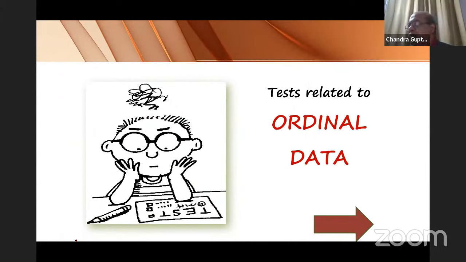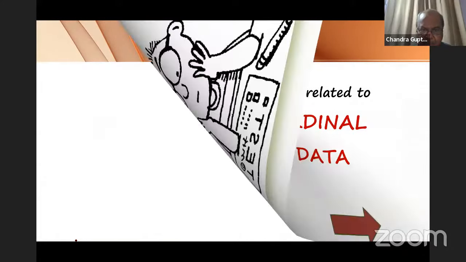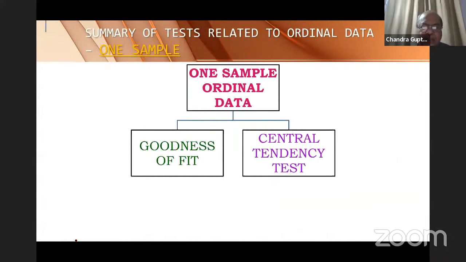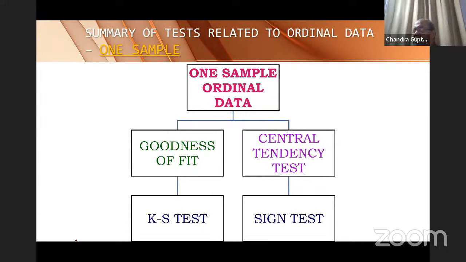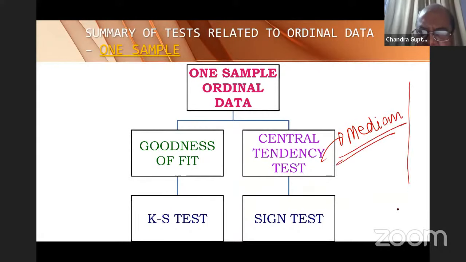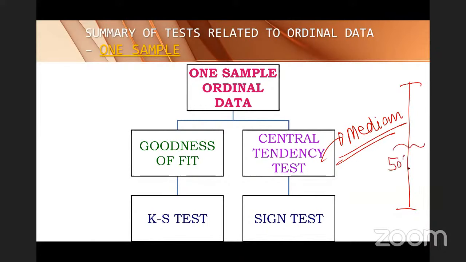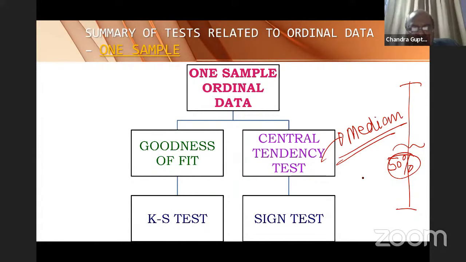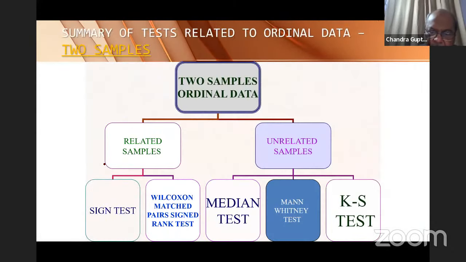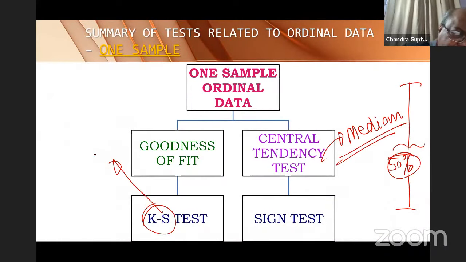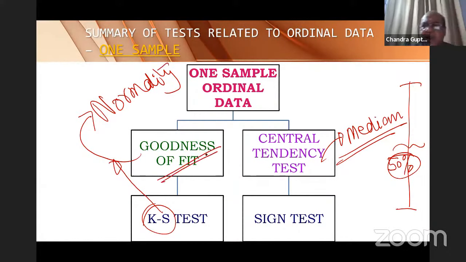Ordinal data, okay? Let's see what test we use when we have ordinal data. One sample, goodness of fit, we use KS test. If it is a test related to the central tendency, we use sign test. And when I say central tendency, that's related to median. Because it's an ordinal data, you can have the hierarchy and you can cut by 50% and get the median. But you cannot have the mean test for the ordinal data. KS stands for Kolmogorov-Smirnov test. That's the test of goodness of fit. And when I say goodness of fit, you can check normality by making use of goodness of fit test.